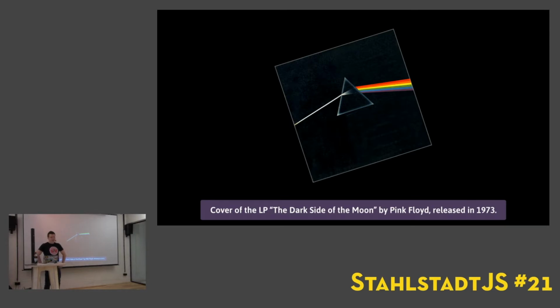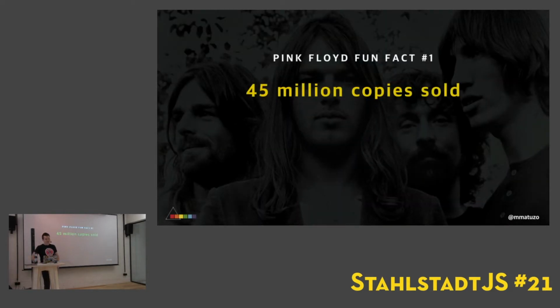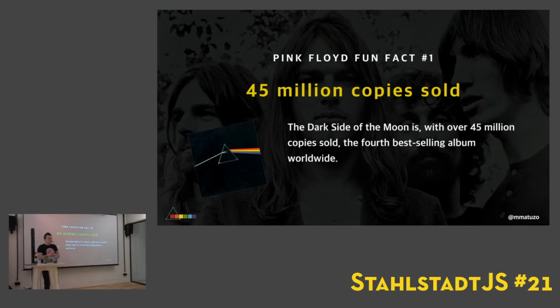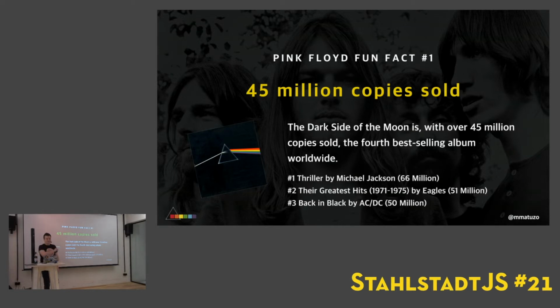But I'm pretty sure that I'm not the only person in this room who doesn't know anything about Pink Floyd. So I present to you Pink Floyd fun fact number 1. The Dark Side of the Moon is, with over 45 million copies sold, the 4th best-selling album worldwide. Who's number 3? AC/DC with Back in Black. On number 2, for whatever reason, the greatest hits by the Eagles. And number 1, of course, Thriller by Michael Jackson.